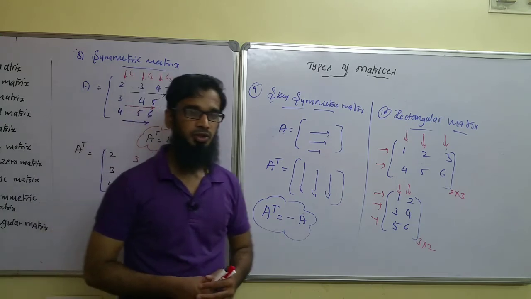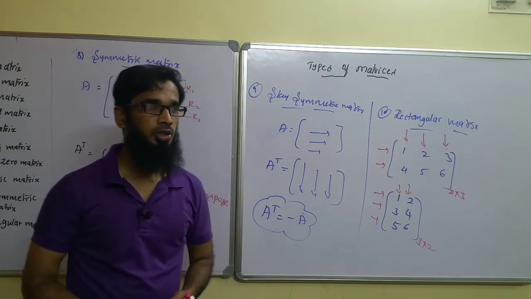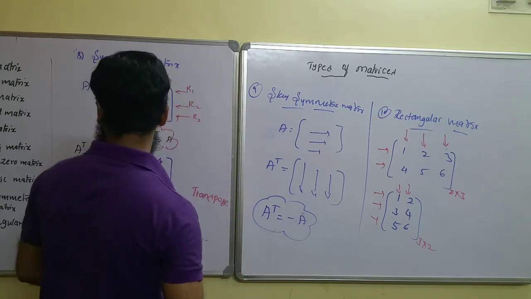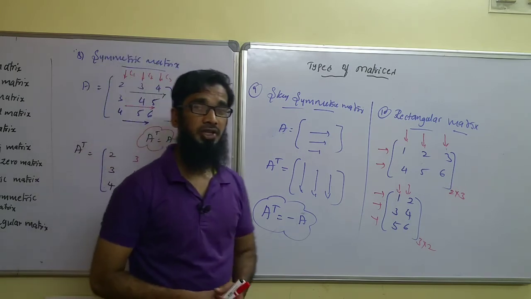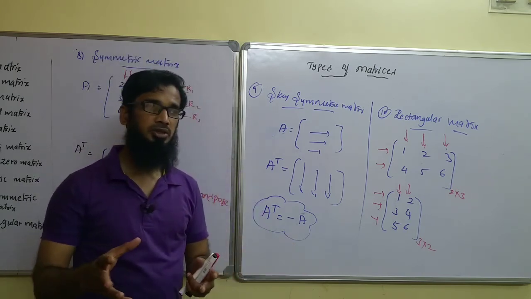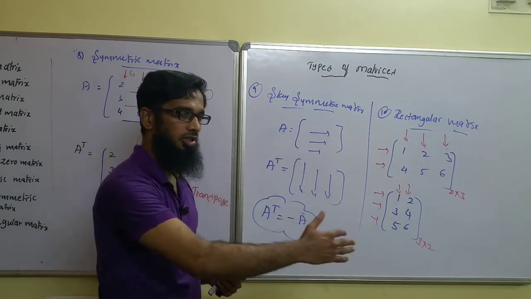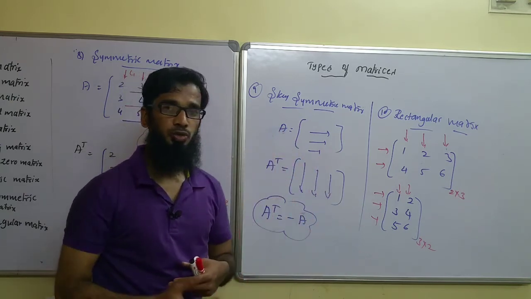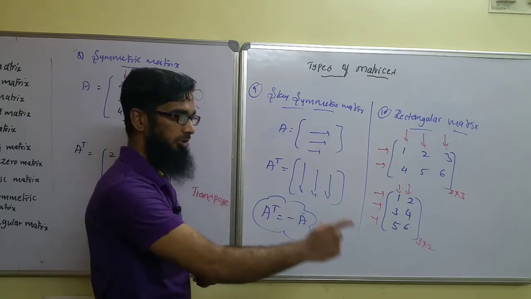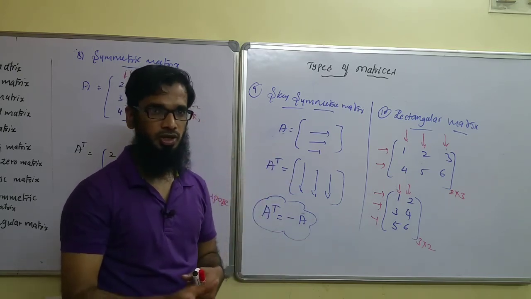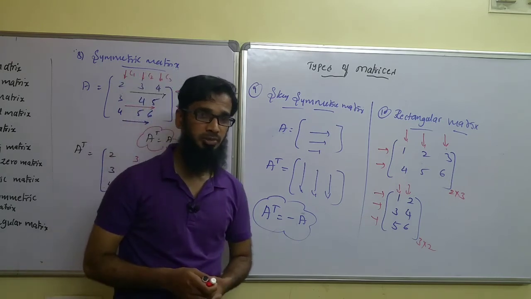And again the fifth one is the scalar matrix. Before that, we will have the diagonal matrix. The diagonal matrix is nothing but, except for the principal diagonal elements, the other non-diagonal elements should be 0. But the diagonal elements are not the same, they are different. That will be the diagonal matrix.